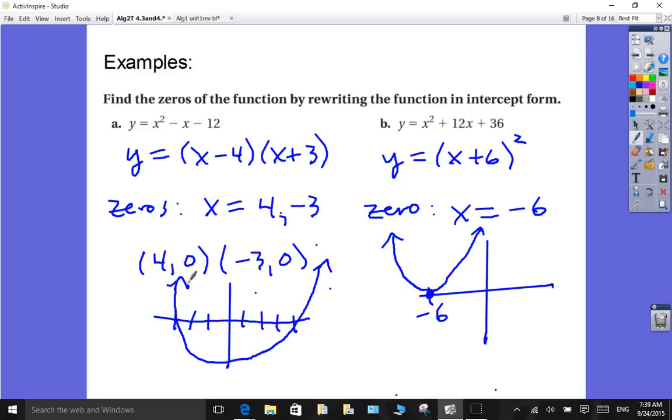Right. When you find a 0 that comes from a squared factor, that's always what it looks like on the graph. It touches the axis and it goes back the same way. If you find zeros where the graph goes straight through the 0, that means it's coming from a factor which is to the first power.